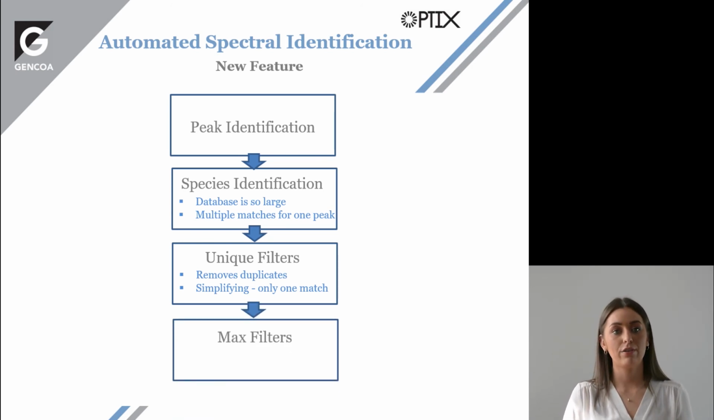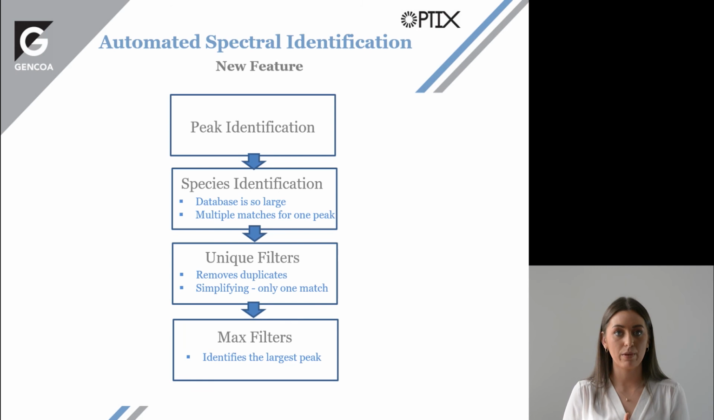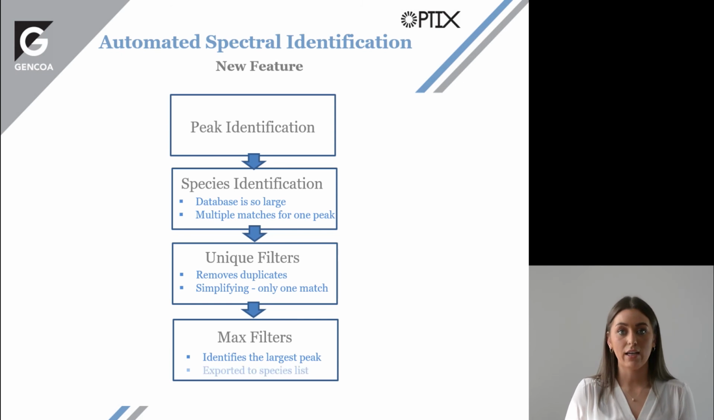And we can take this even further with max filters, which only identify the largest peak for that gas species. So say you had nitrogen in the system, it would take all other nitrogen peaks away and only have an identification on the largest peak. This wavelength for the largest peak is then automatically exported to the species list in the Optix.